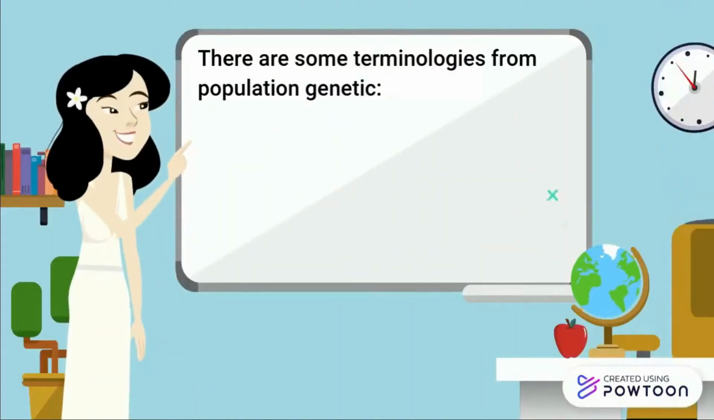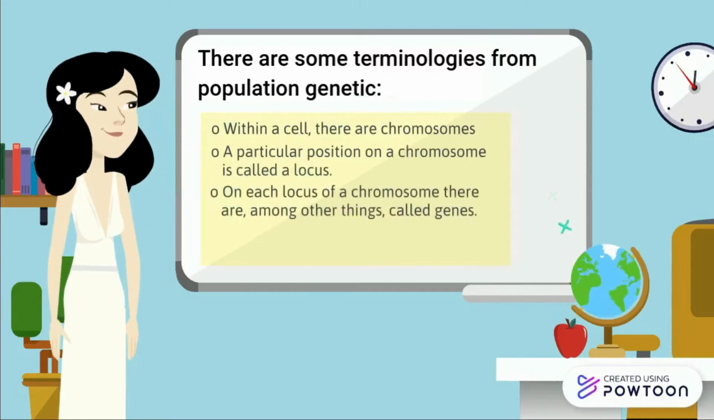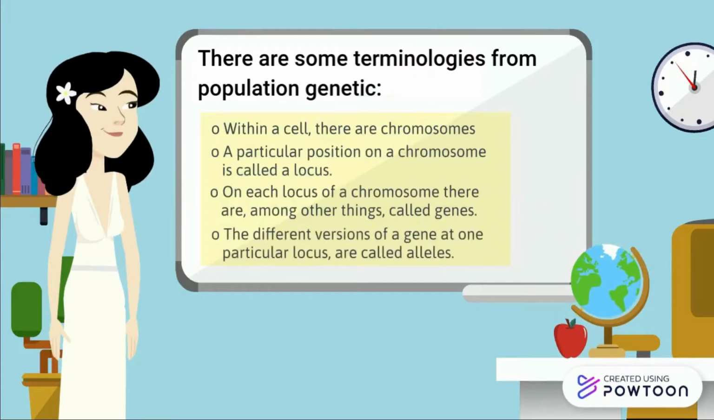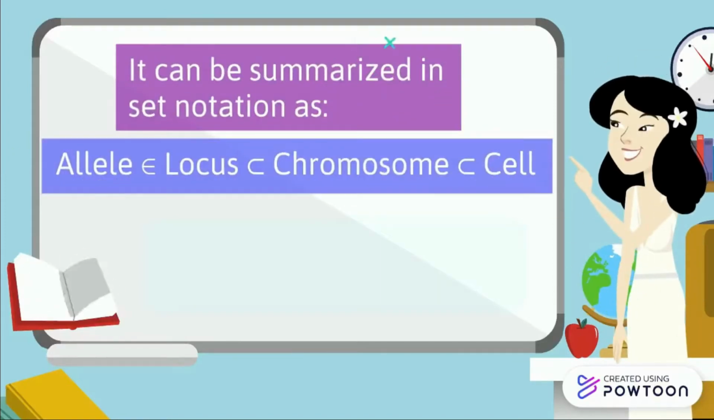There are some terminologies from population genetics. First, within a cell there are chromosomes. A particular position on a chromosome is called a locus. On each locus of a chromosome there are genes. The different versions of a gene at a particular locus are called alleles. It can be summarized as follows in the notation shown.